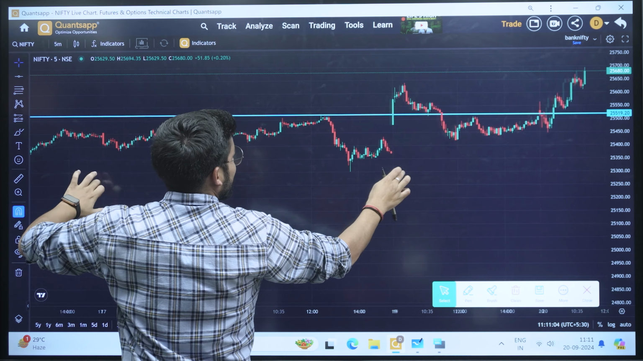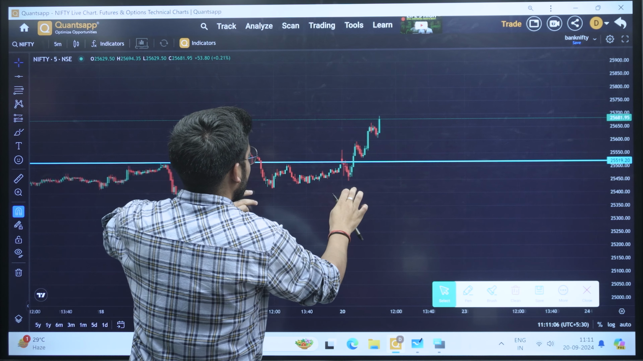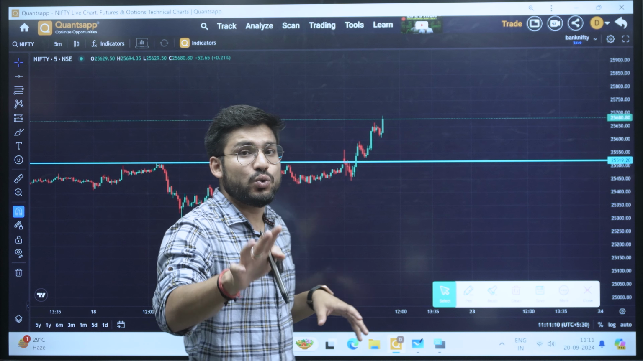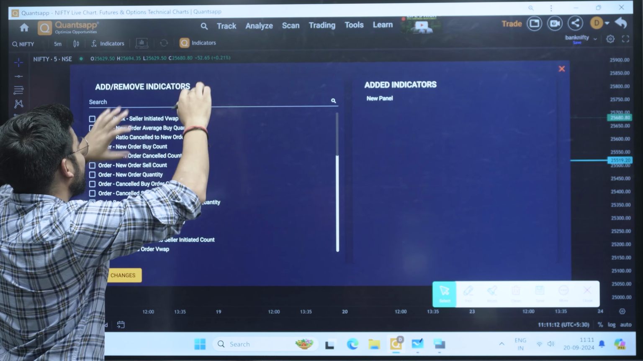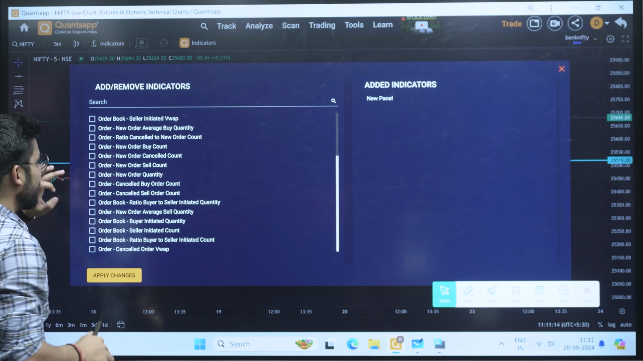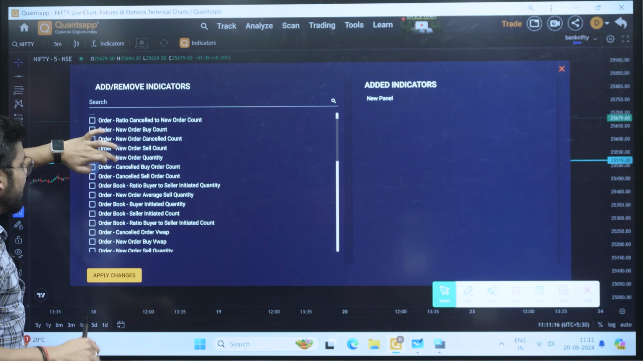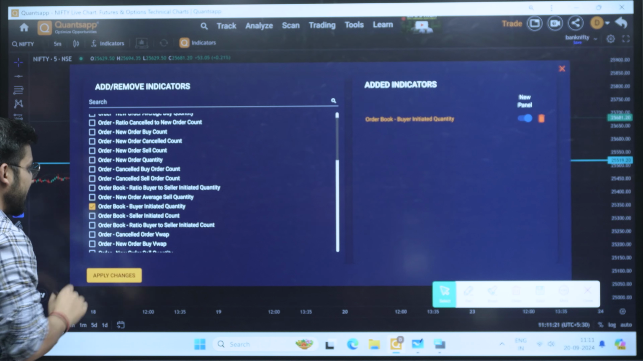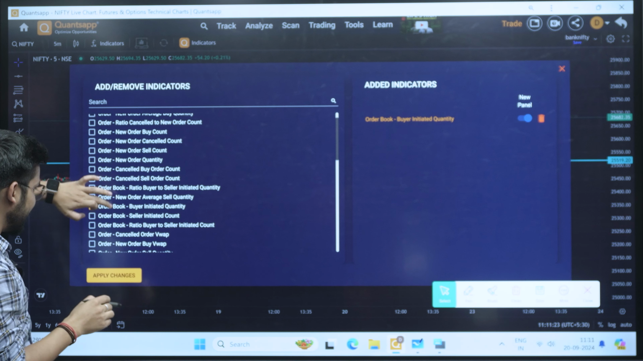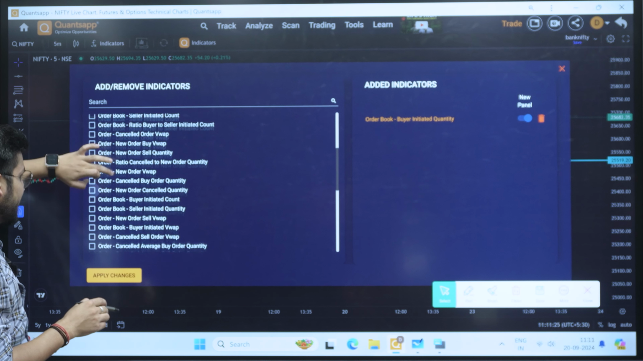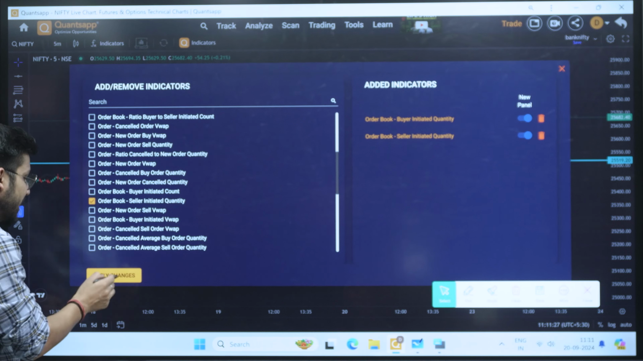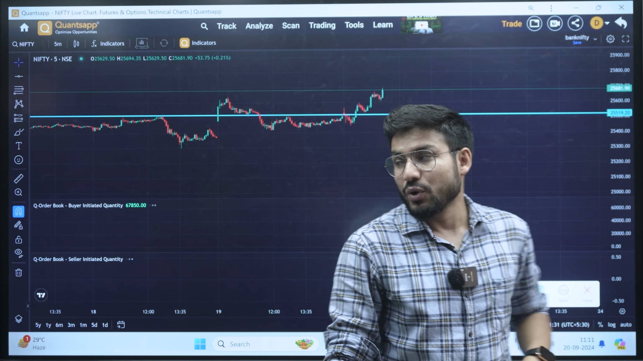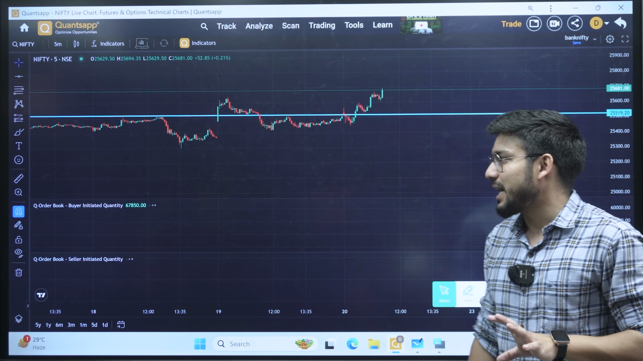Okay, let me zoom the chart a little bit. I'm talking about intraday right now, right? Now I have to apply a tool here. For example, you have to go to the indicators, and here you have to apply the buyer initiated quantity and the seller initiated quantity. So this is the buyer initiated quantity, and then I have to look for the seller initiated quantity. So this is the seller initiated quantity, and apply the changes, and these two will be plotted in your chart. Okay, now there are certain settings that I have to do.